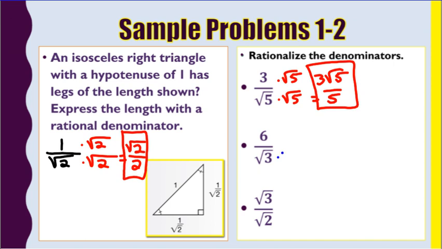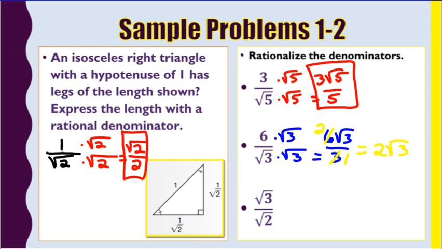Next, multiply by the square root of 3. Square root of 3 times the square root of 3 is 3. Multiply by the square root of 3 in the numerator. You get 6 square root of 3. But here I can simplify even further. I can divide a 3 in the denominator, 3 in the numerator. 6 divided by 3 is 2. So my answer would be 2 square root of 3.